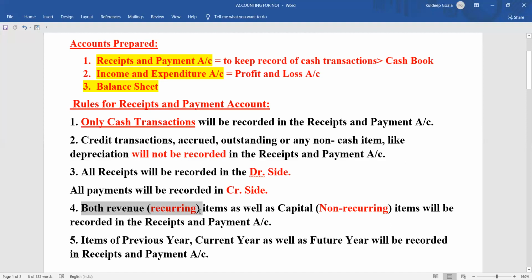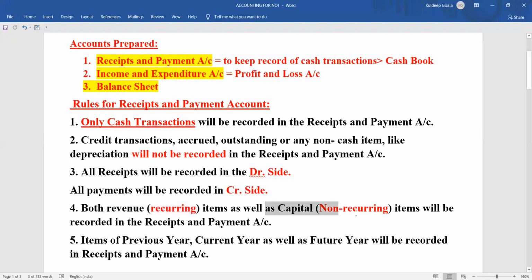Revenue means recurring. Recurring means those items which are happening multiple of time in a year. जो items या जो transactions एक साल में कई बार हो जाते हैं, ठीक है, उसको बोला जाता है recurring item. So those transactions which happen multiple times in a year, we call it recurring item or revenue item, which occurs frequently. So those items also will come in the receipts and payment account, as well as the capital items.